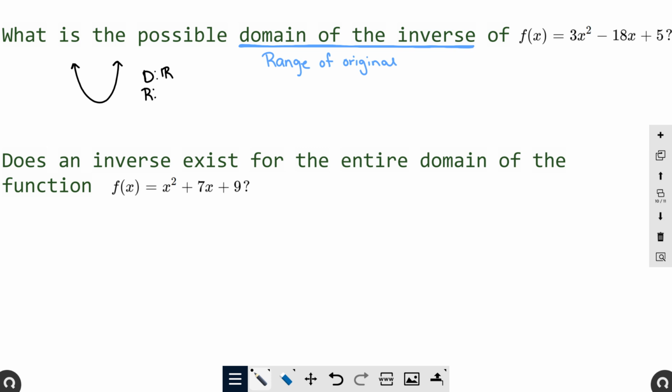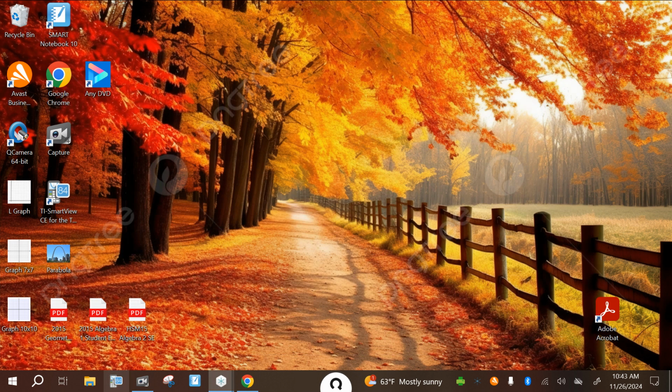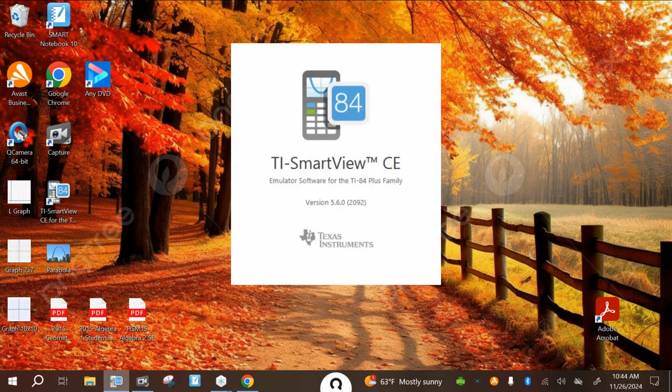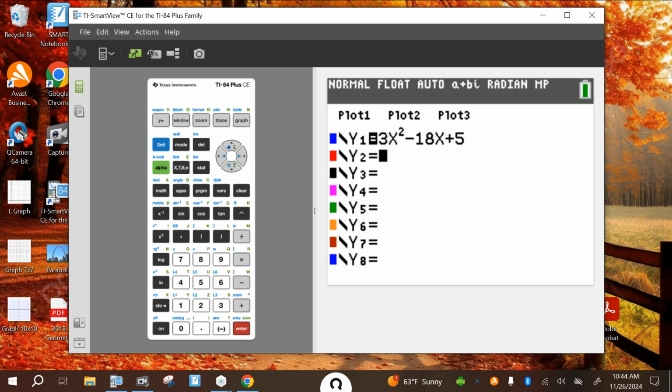Oh, Peyton's already grabbed his calculator. We're going to have to type it in to help us find our range, right? Because we need to find the vertex in order for us to figure out the range. So let's go to our calculator and type this one in. So we have 3x squared plus or minus 18x plus 5.